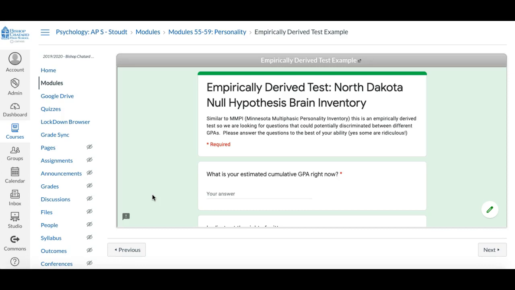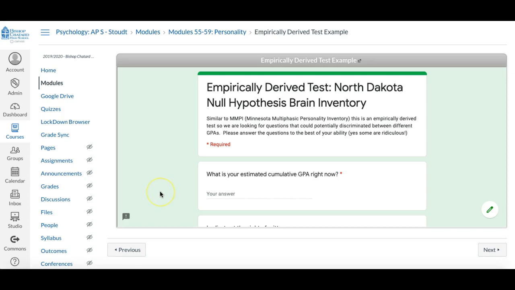We're looking for the questions that are going to be the divining rod that is going to divide between low GPA versus high GPA. Now, okay, this is a little rigged because you're all in an AP class. I generally don't have a whole lot of low GPAs in here, but we'll do it anyways. We'll see if we can find a trend.